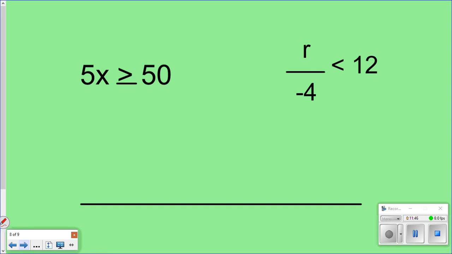Make sure you have your answer written in the correct format. Don't just have x equals this, or just the number. That will not fly. You cannot have that as an answer.